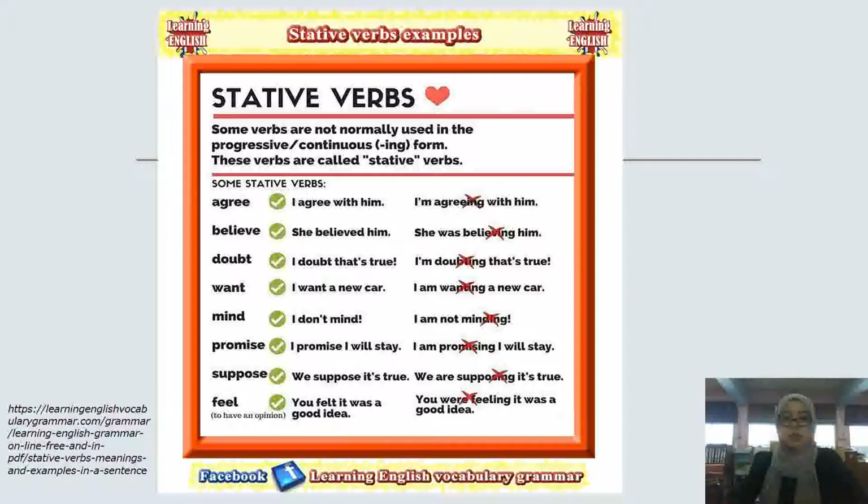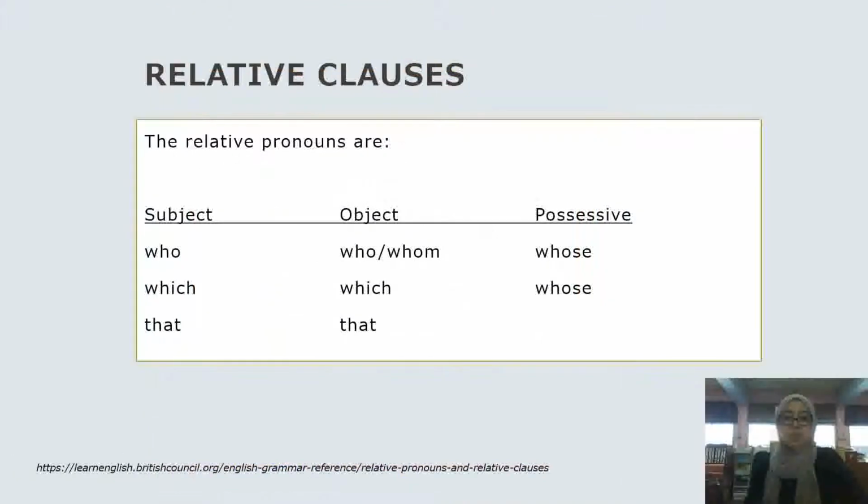Now let's continue, everyone. We are now into our activity for our class today. For today we are still under the topic of grammar, but our title is relative clauses. So what are relative clauses?